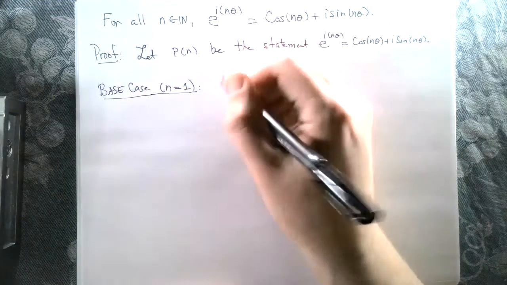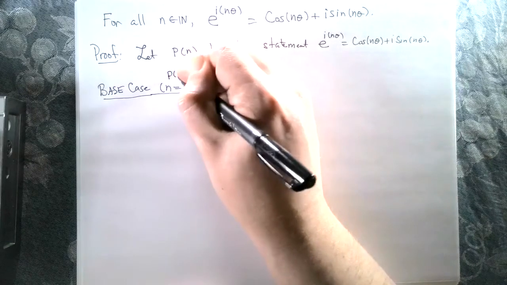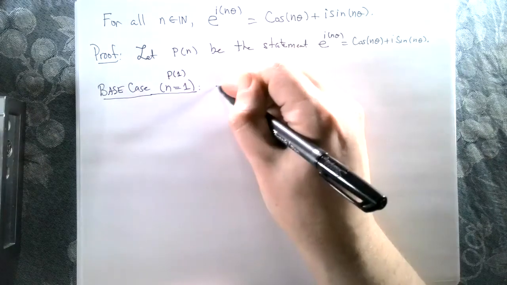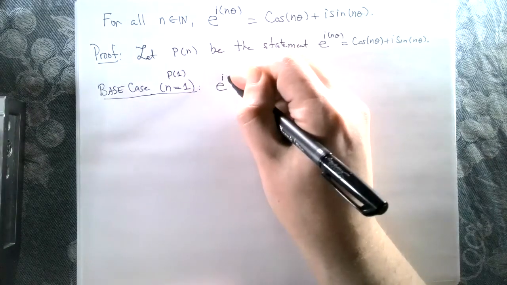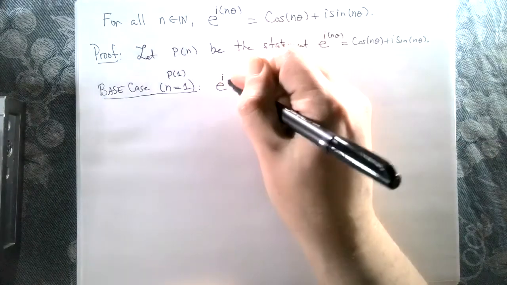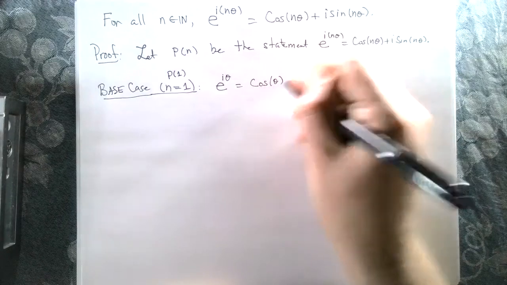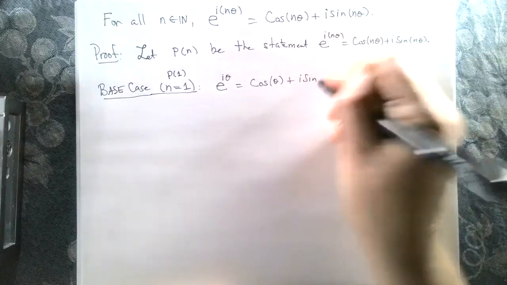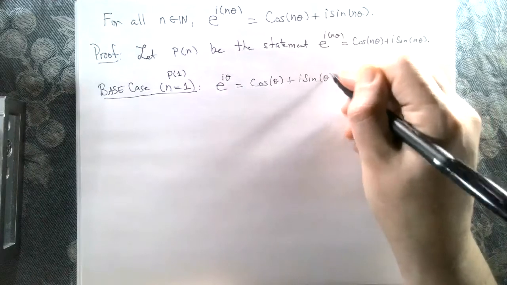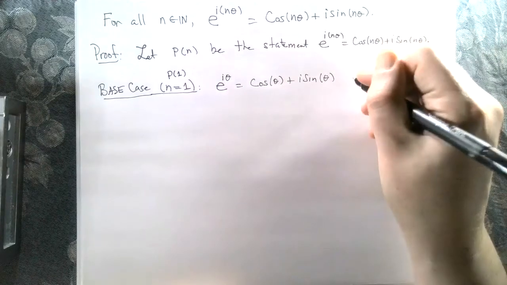And so let's see what we have here. Really, this corresponds to the statement P of 1. So we've got e to the i, well, if I plug 1 in for n, this is e to the i theta. This is equal to the cosine of theta plus i sine of theta, which we proved is true. This is Euler's formula, so this was previously established.